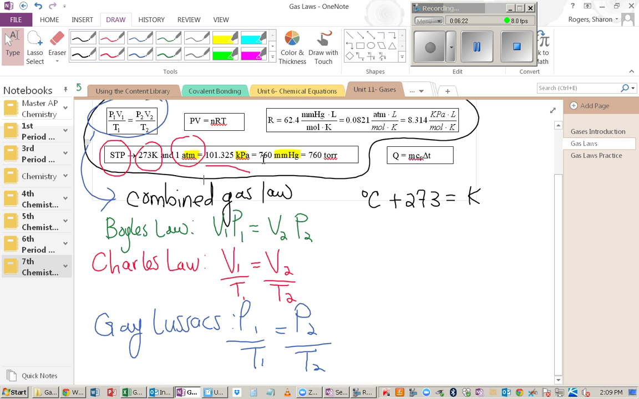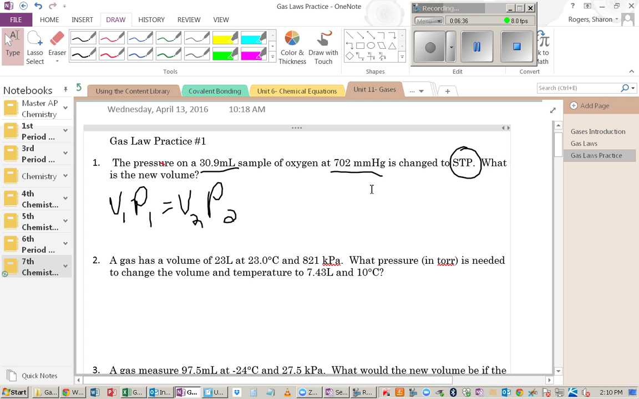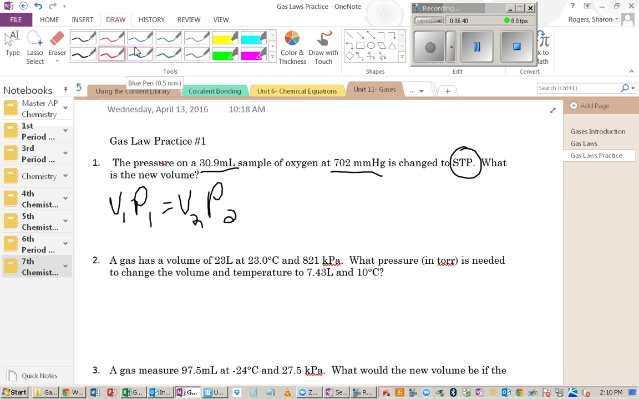Now, standard pressure is any one of these units. And you'll see in a minute why you would want to pick one over the other. You'll also use all of these if you need to do any conversions, which you will definitely see very soon. The key to working these out is that whatever unit you have on the left has to equal the unit on the right. So V1 is 30.9.